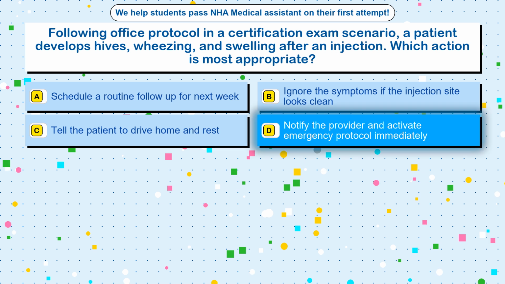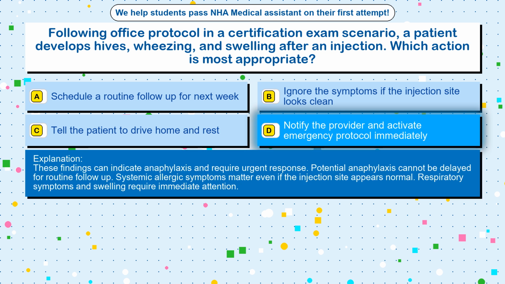The correct answer is option D. Notify the provider and activate emergency protocol immediately. These findings can indicate anaphylaxis and require urgent response. Potential anaphylaxis cannot be delayed for routine follow-up. Systemic allergic symptoms matter even if the injection site appears normal. Respiratory symptoms and swelling require immediate attention.